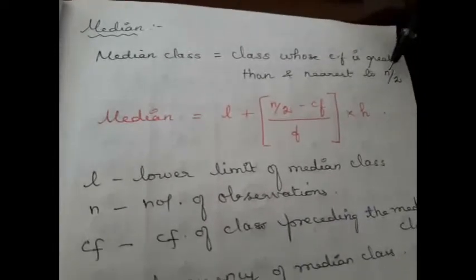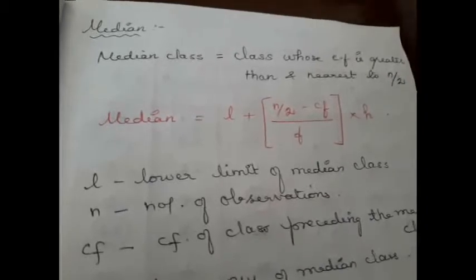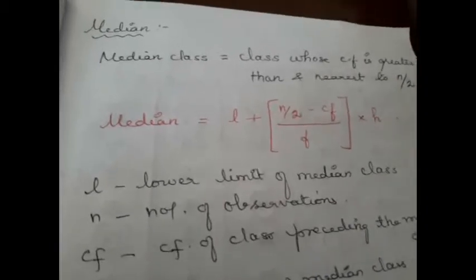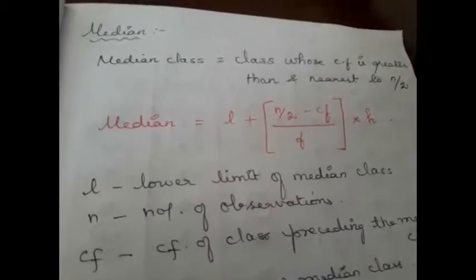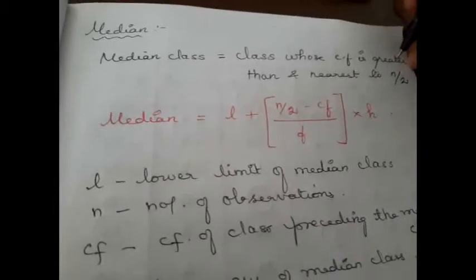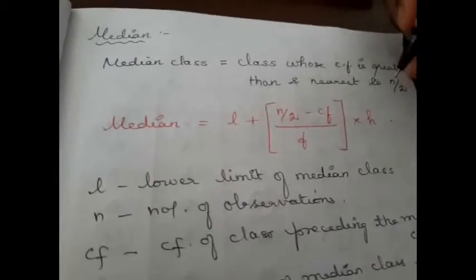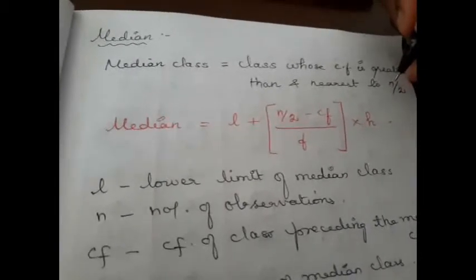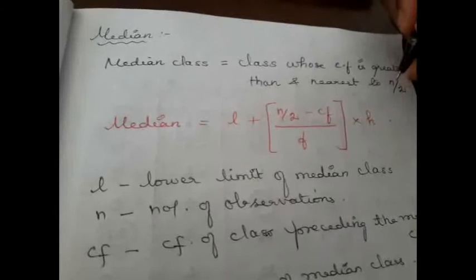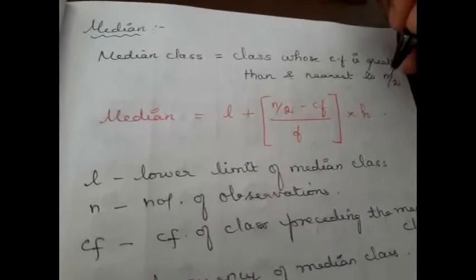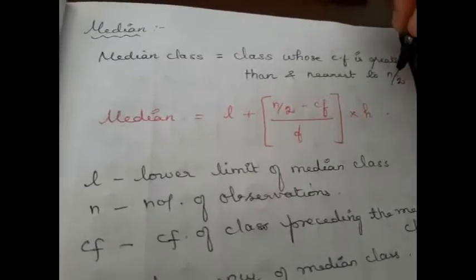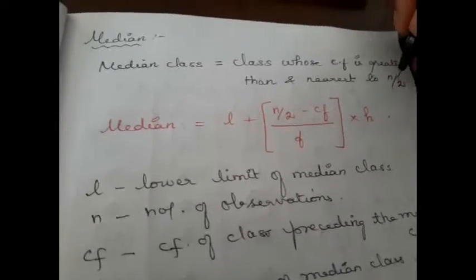So what is this? N stands for the total of your frequency, right? Or the total sum of frequency is your N. But when it is ungrouped data, we will call N the number of observations. When it comes to grouped data, it is summation F, right?